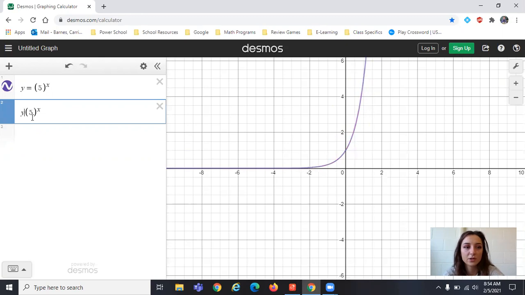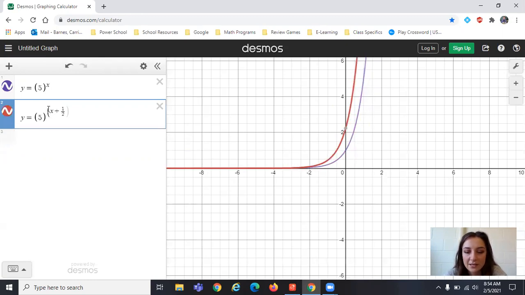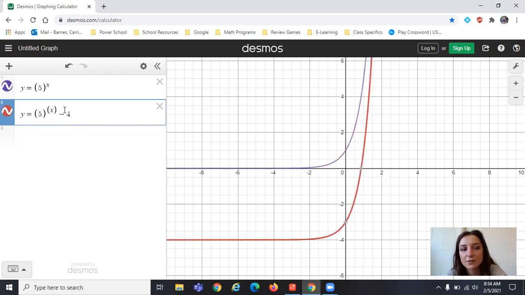Okay, and then we're going to look at the x plus 1/2. All right, and you can see that this is shifting to the left 1/2. So if you are confused about which one is left and right, just go type it in and see where it moves. And then the last thing is going to be the minus 4 on the end. And you can see this is just going to move down 4. Okay, so let's go back.